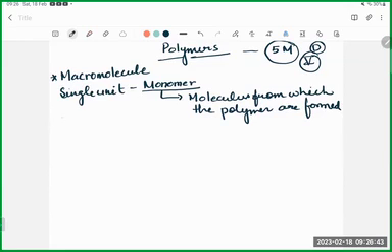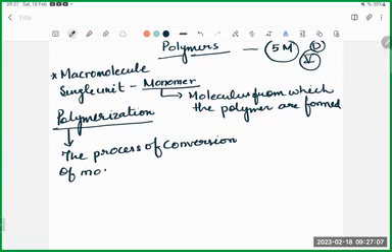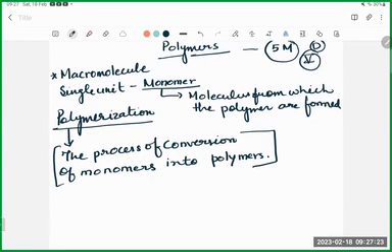Now let me take the process name by which they are getting prepared. That is called polymerization, the phenomenon by which we are preparing them. Basically this is the process of conversion of monomers into polymers. Are you able to understand? Yes, ma'am. Correct. So this is the phenomenon where polymerization takes place and polymers are forming.